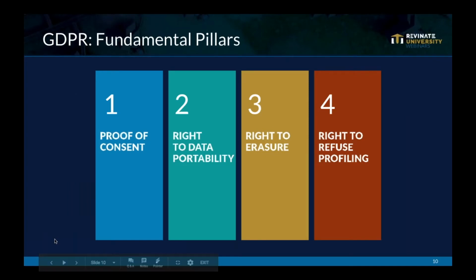So to make it a little easier for you, we've broken down the fundamentals of GDPR into 4 pillars that will have the biggest impact on hoteliers. Number 1 is proof of consent. Number 2 is right to data portability. Number 3 is right to erasure. And number 4 is right to refuse profiling. We will cover each of them in more detail later.